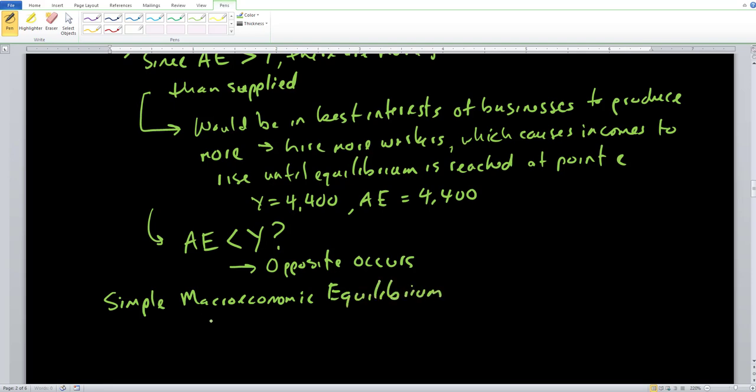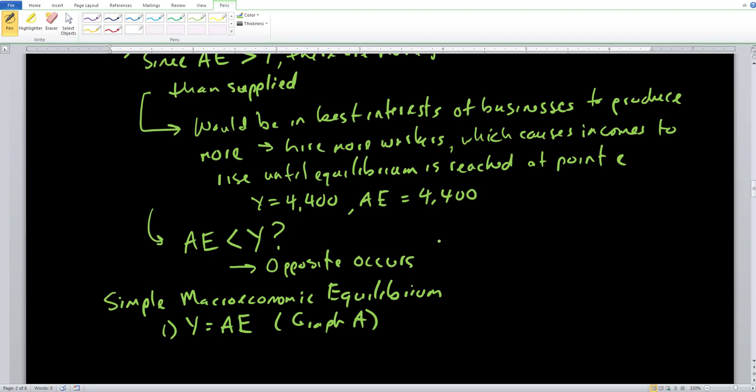So condition one, in order for us to have macroeconomic equilibrium, comes from panel A. It's where Y equals aggregate expenditures. So here, graph A. And that's everything that we laid out so far. If we notice that income does not equal aggregate expenditures, we are not in equilibrium. Both of these conditions are going to have to hold true.